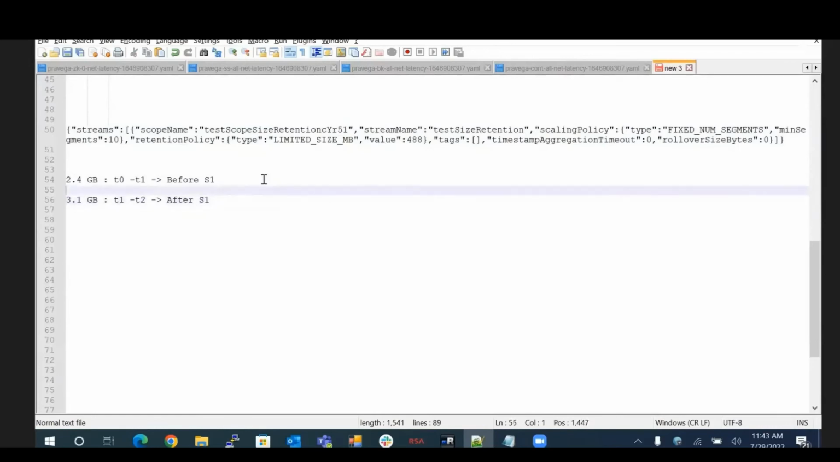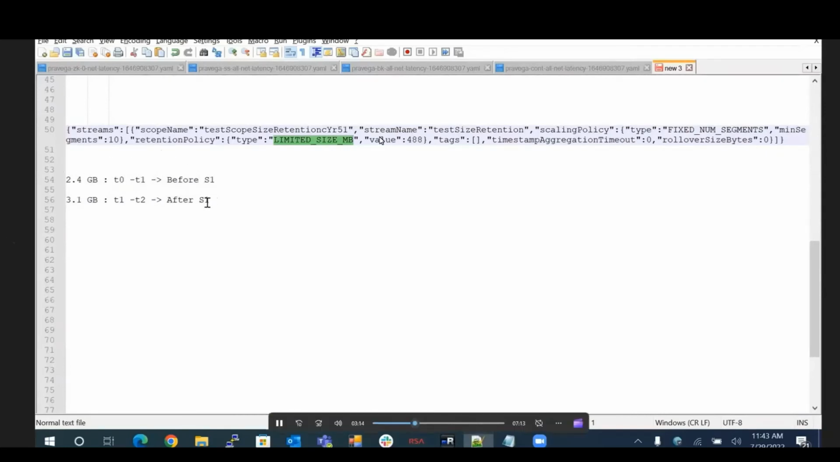That means we have written some additional 600 MB of data nearly, which is obviously higher than the limit size that has been set, that is 488 MB. So we expect after the stream cut 2 takes place, we will be truncating the extra data here and would be retaining the remaining data above the size limit.